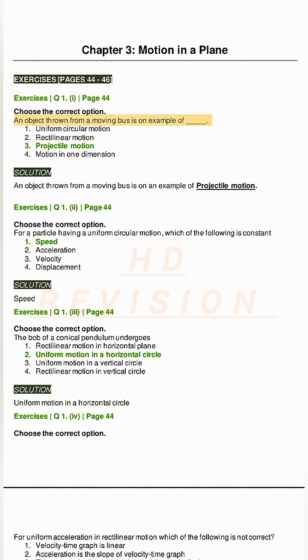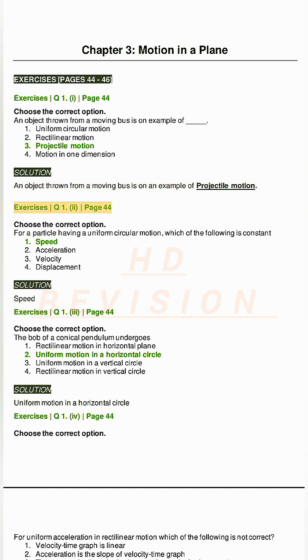An object thrown from a moving bus is an example of ____. 1. Uniform circular motion. 2. Rectilinear motion. 3. Projectile motion. 4. Motion in one dimension. Solution. An object thrown from a moving bus is an example of projectile motion.